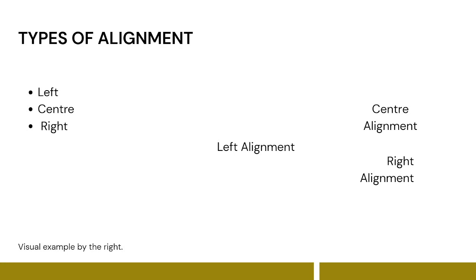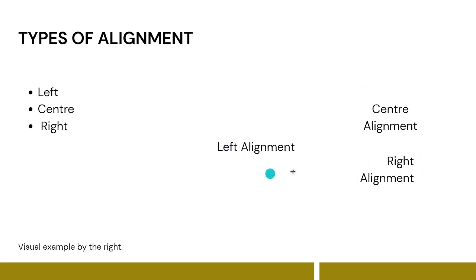Now we have different types of alignment, but for the sake of this training, we'll keep it at three. I'm circling above it so we can understand. The first one is left alignment. The second one is center alignment, and the third one is right alignment.